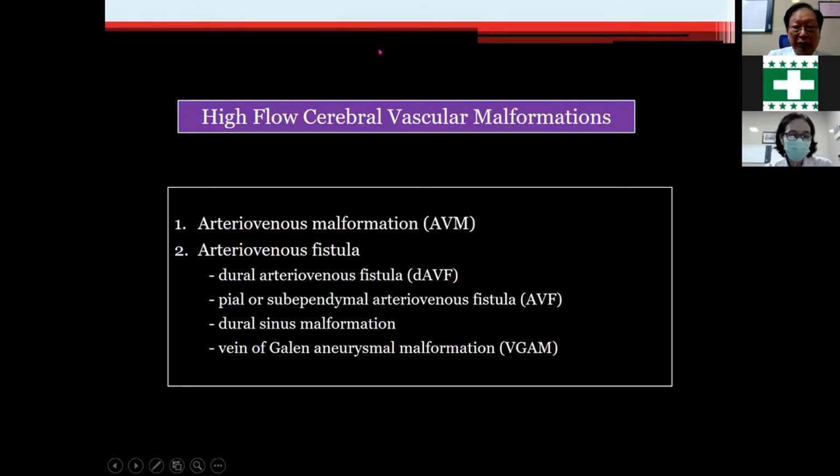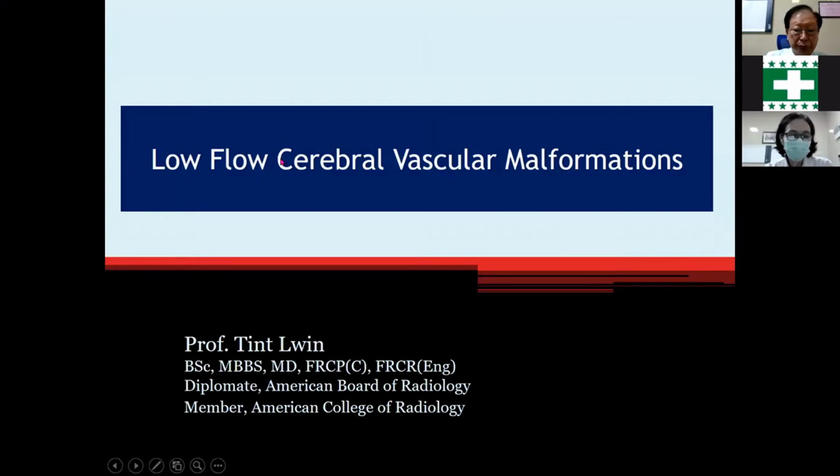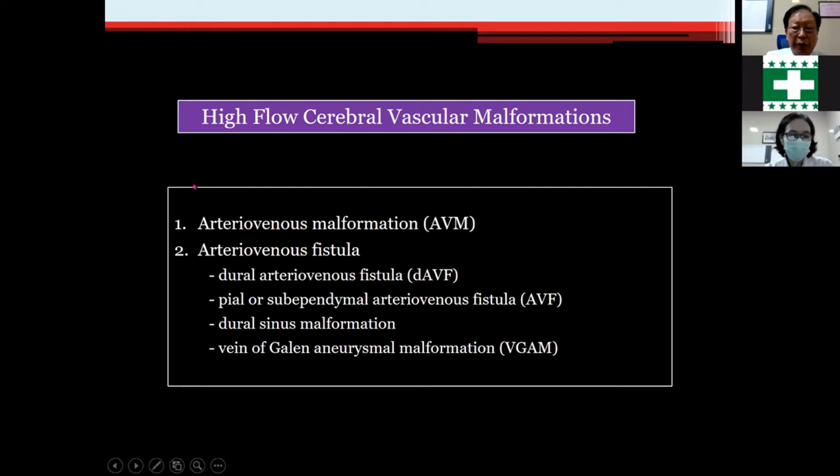The cerebral vascular malformation, we divide it into high flow and low flow. High flow is something we probably cover next month. The AVM, the arteriovenous malformation, is the high flow type.